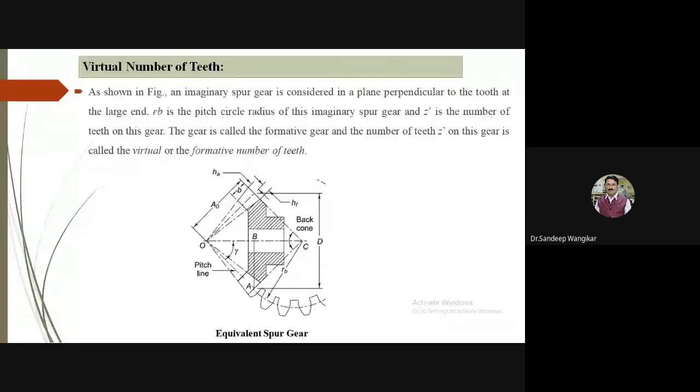An imaginary spur gear is considered in a plane perpendicular to the tooth at the larger end. That is why I have given you the concept. Why the larger end? Because an imaginary spur gear is considered in a plane perpendicular at the larger end. I have shown you what is called the larger end. RB is the pitch cone radius of this imaginary spur gear. Now I will highlight here: definitely this side will be your larger end.